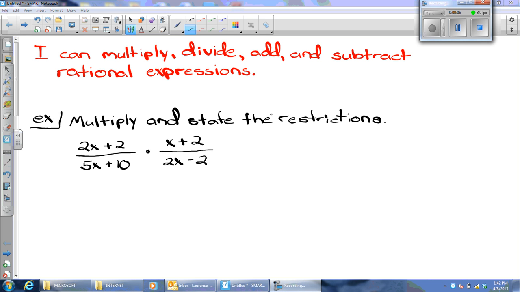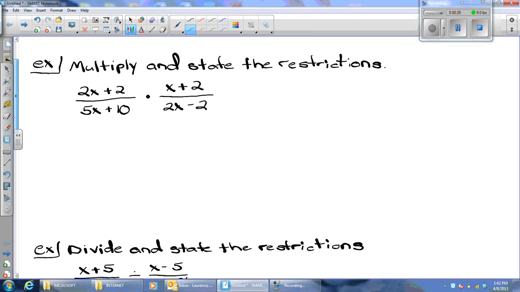All right, today we are going to talk about operations with rational expressions. And at the end of this video, you should be able to say you can multiply, divide, add, and subtract rational expressions. So let's get right down to it. The first example is multiply. We are going to multiply and then state the restrictions.